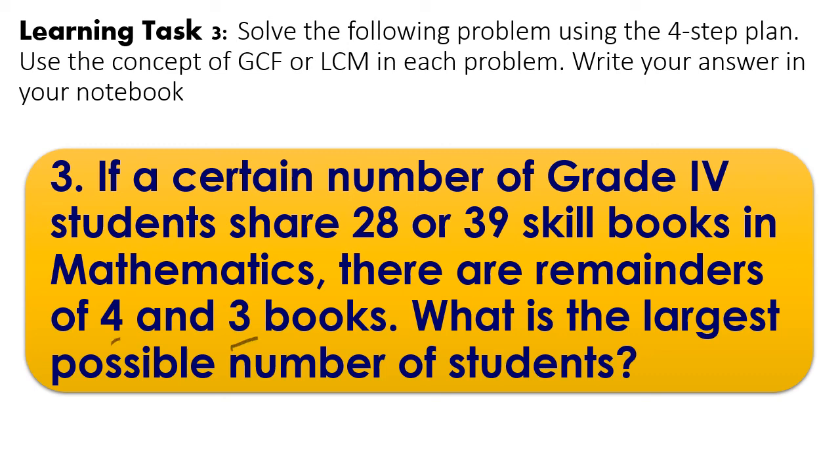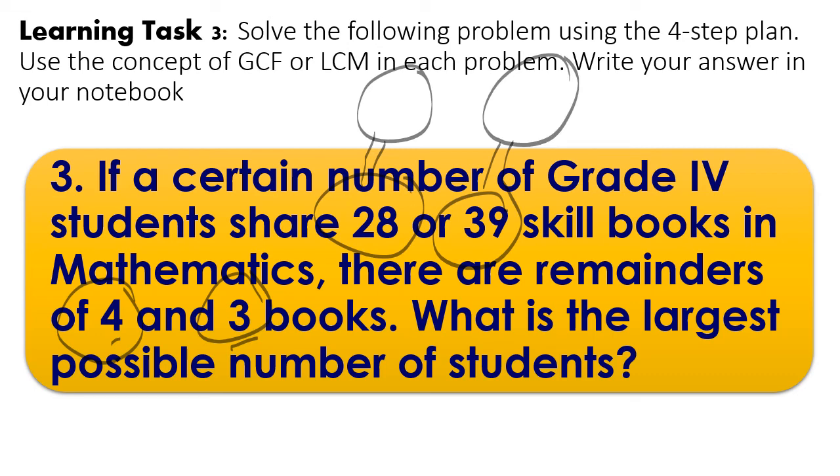Ganito lang yan kasimple. These 4, you subtract that. Ito, ibawas mo yan dito sa 28. Tapos itong 3, ibawas mo yan dito sa 39. Pagkatapos nun, yung sagot na yan, get the GCF. That is the largest possible number of students na nag-share dito sa 28 or 39 skill books na may laging remainder na 4 and 3. Ganun lang yan. Okay?